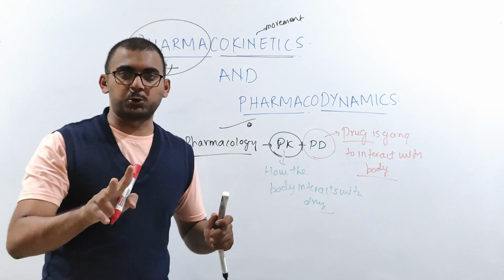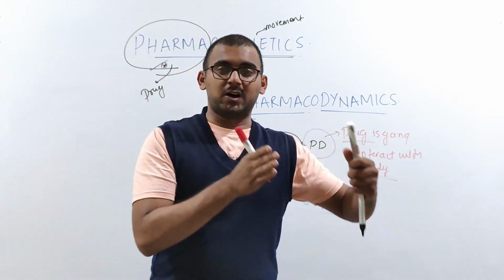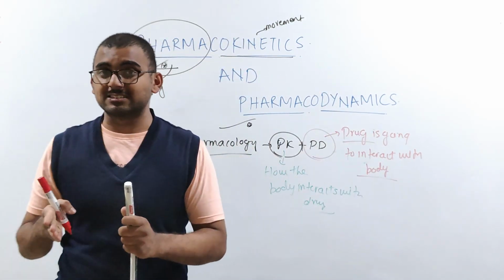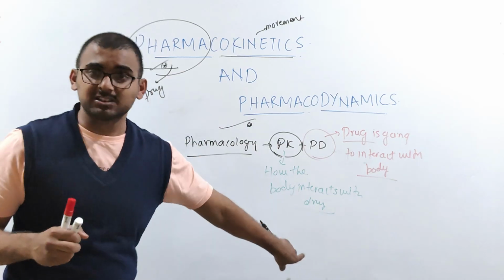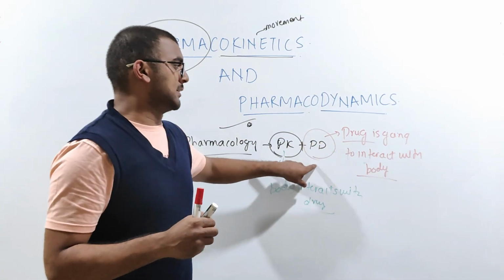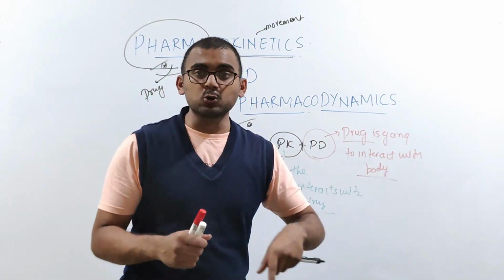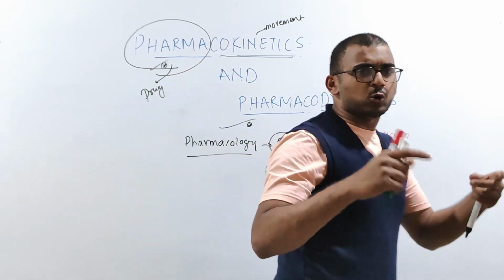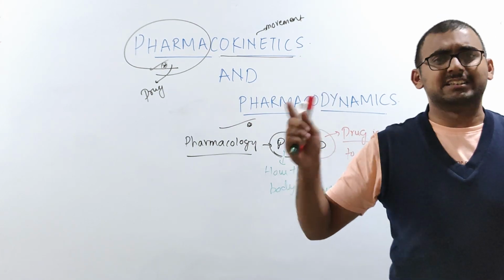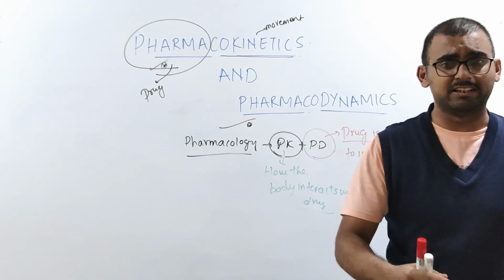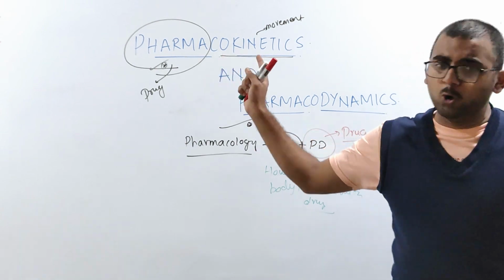So these two terms are very important: pharmacokinetics and pharmacodynamics. Pharmacokinetics is what the body does to the drug, whereas pharmacodynamics is what the drug does to the body. Let's go into detail and understand what comes under pharmacokinetics. In this series we are starting with pharmacokinetics.